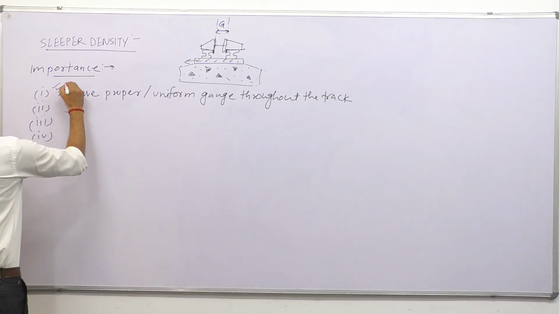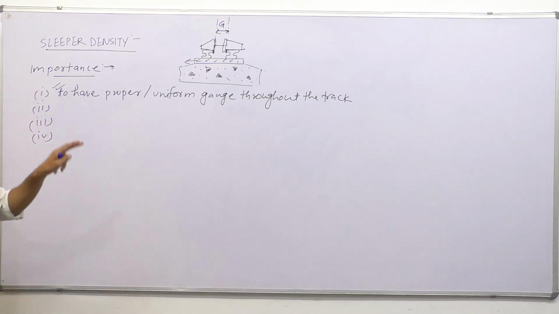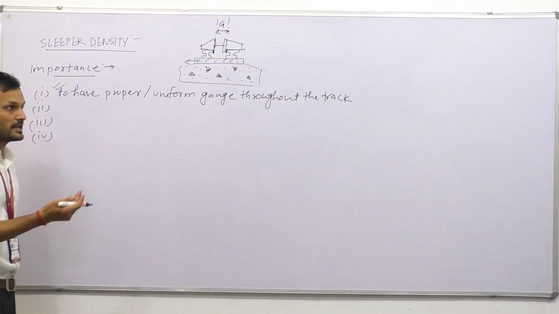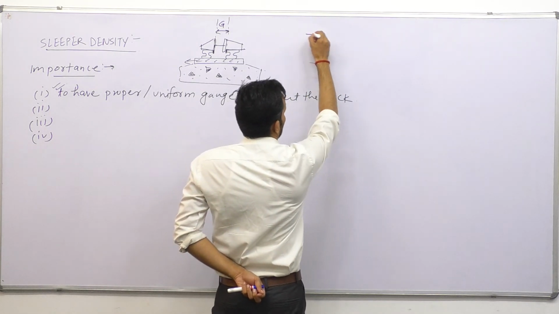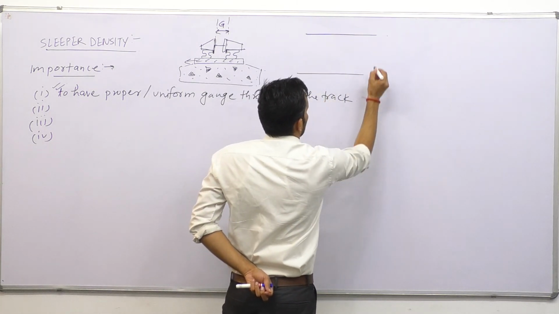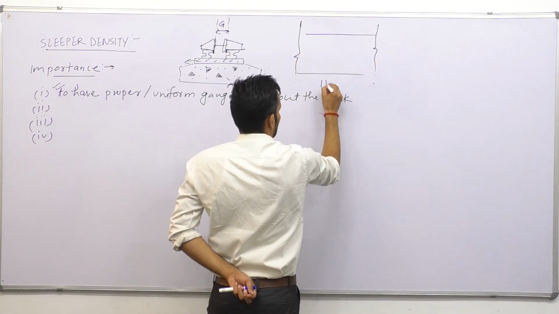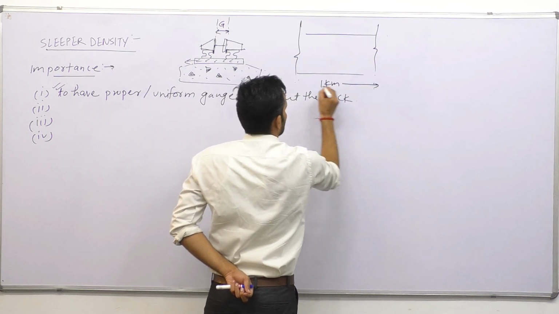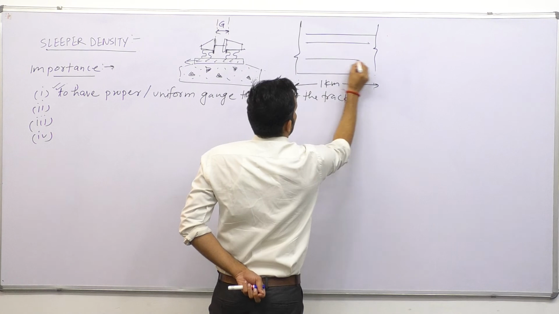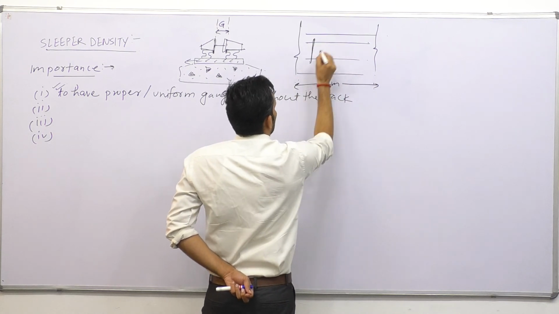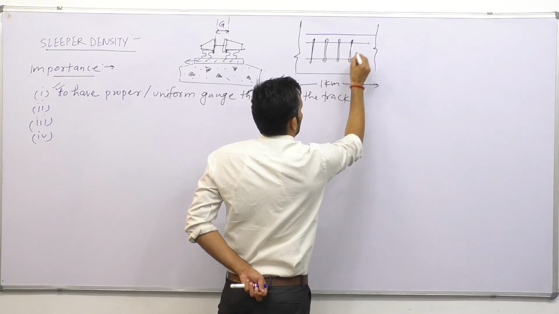To fulfill this function, we need to provide the sleeper density. Sleeper density is defined as the number of sleepers laid in a unit length of track. So if I am putting this track, and if this is of unit kilometer, then over the rails, the sleepers are provided over this railway track to make the gauge throughout the track uniform.